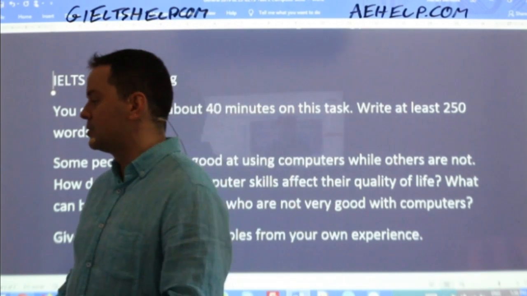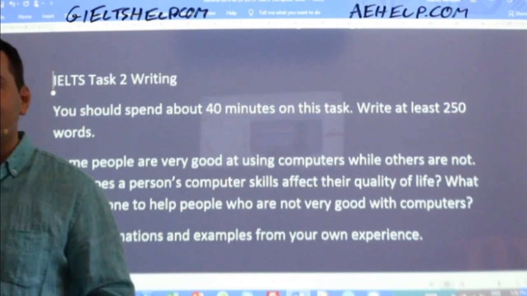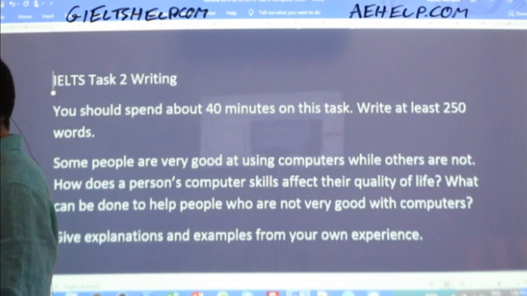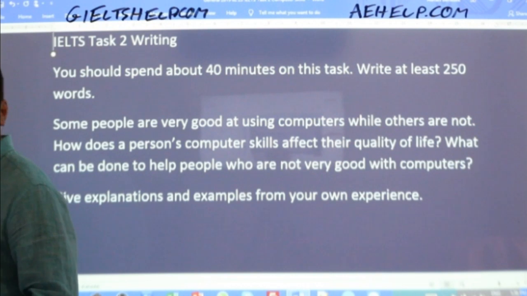So again, students, right now I want you to paraphrase this question. So write it down in your own words and show me that you understand it and show me some good vocabulary.